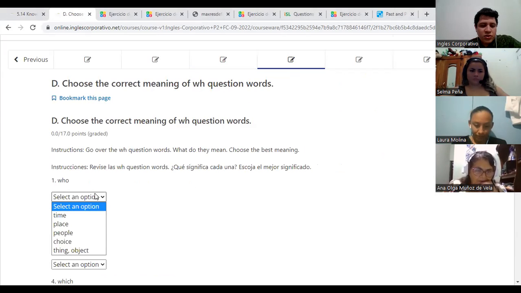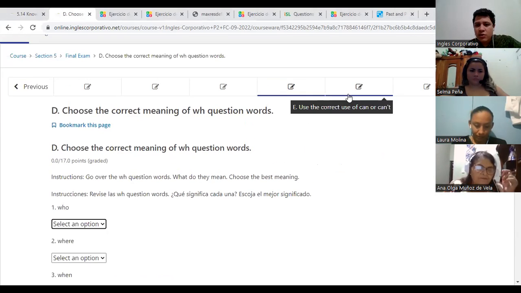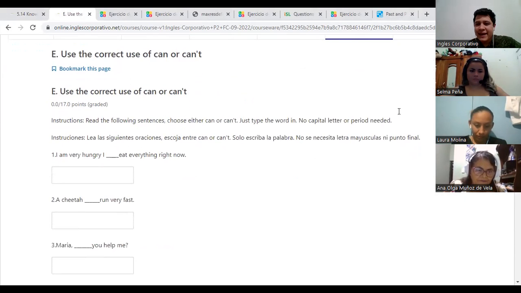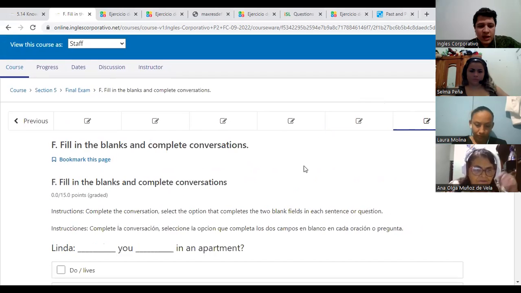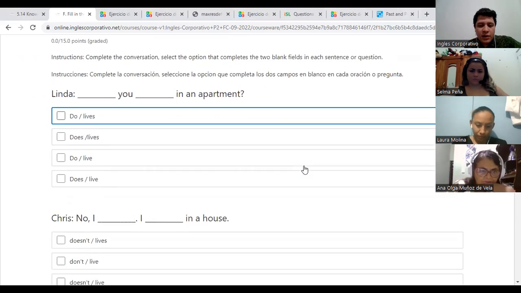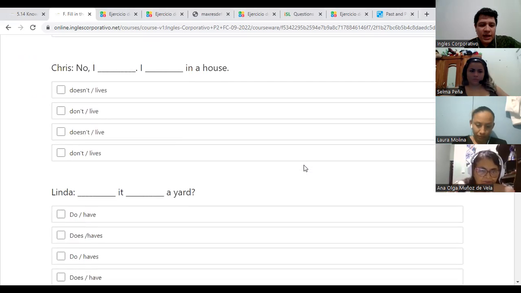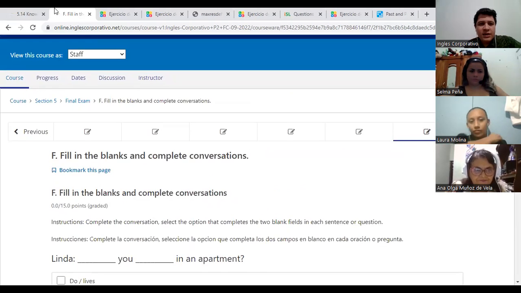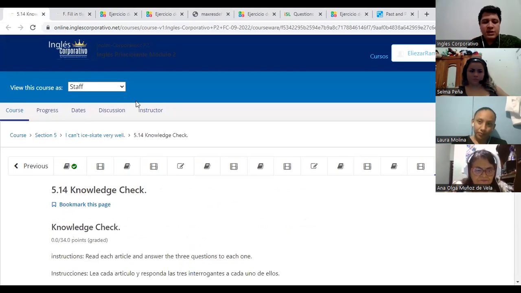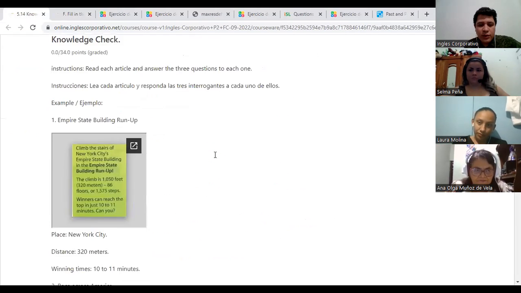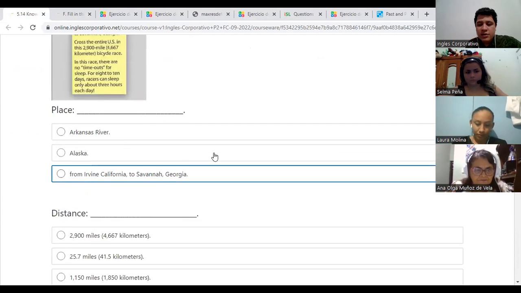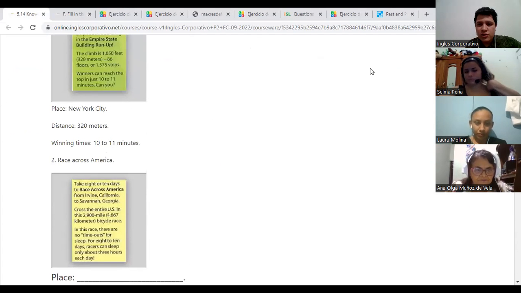Then we have WH questions, right, guys? Then we have this one, can and can't, right? This is very easy, okay? This is the last thing that we have seen. And the last one was about simple present tense, right? You only have to do or does, okay? So, guys, I guess everybody finished this part of the exam, right? And also here we have the last exercise that we have for unit number 5. This part, guys, we are going to finish today.